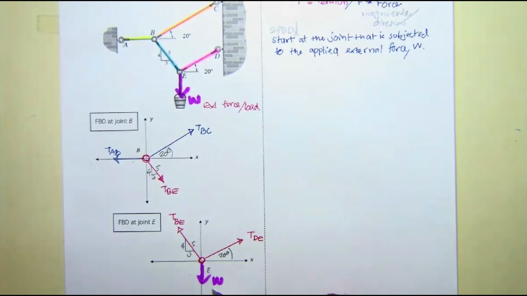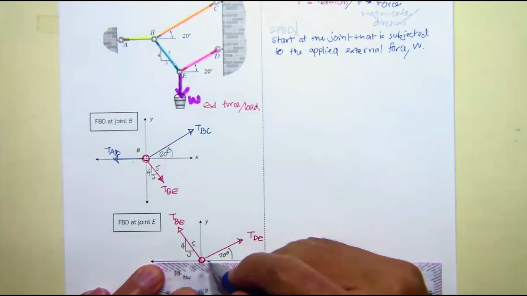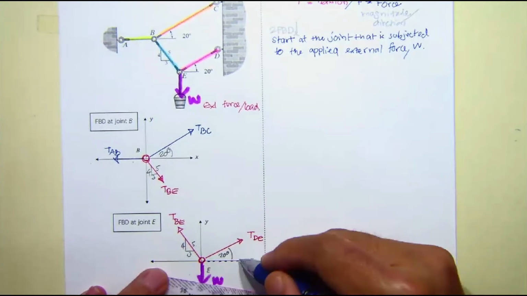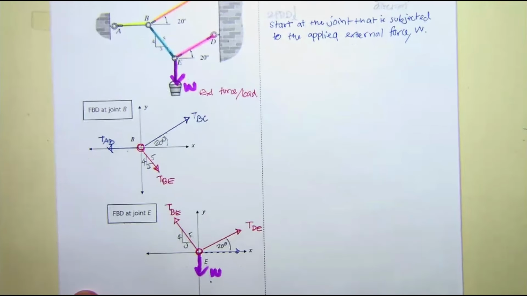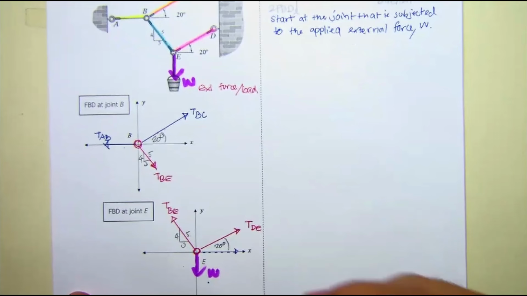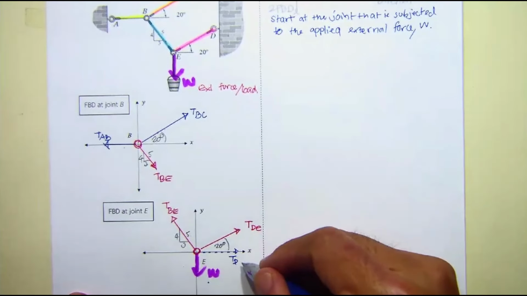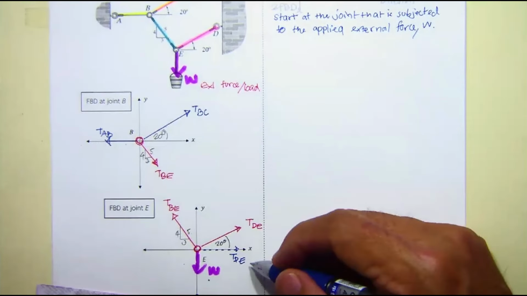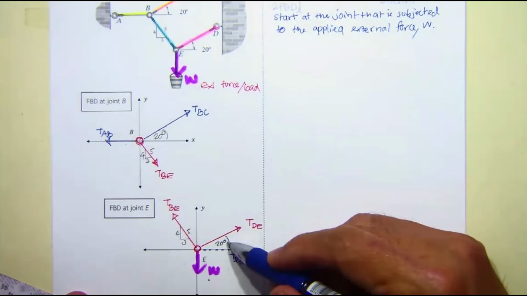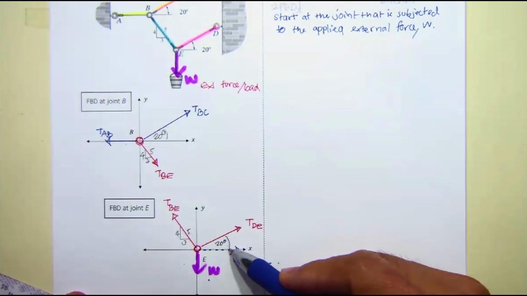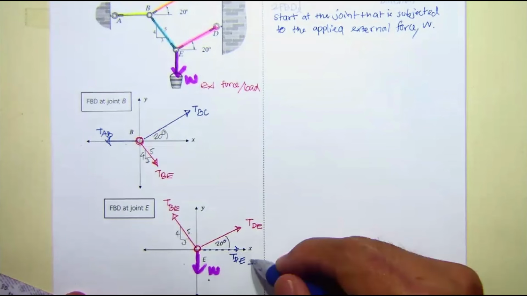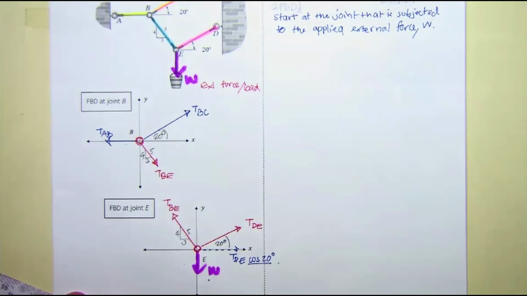From this one. Then, if you start from this one, you have to project. Okay, determine the component of the force. Then, what do you get for this one? It's going to be T sub DE. T sub DE what? 20 degree. Sine or cosine? It's going to be cosine because the angle is close to the axis. Okay, that's going to be cos 20 degree. You may call it cos, but most of the time my teacher calls it cosine.